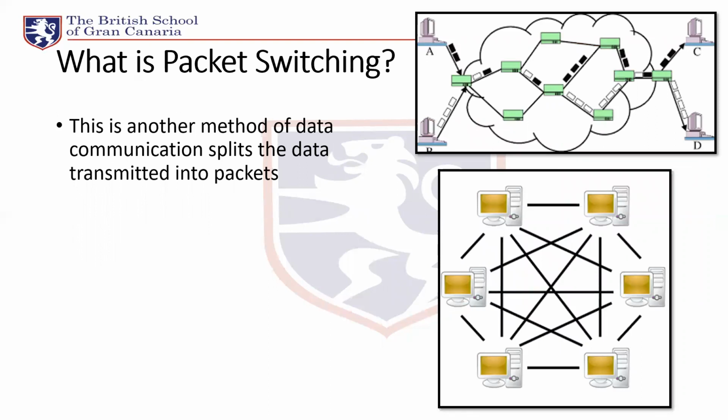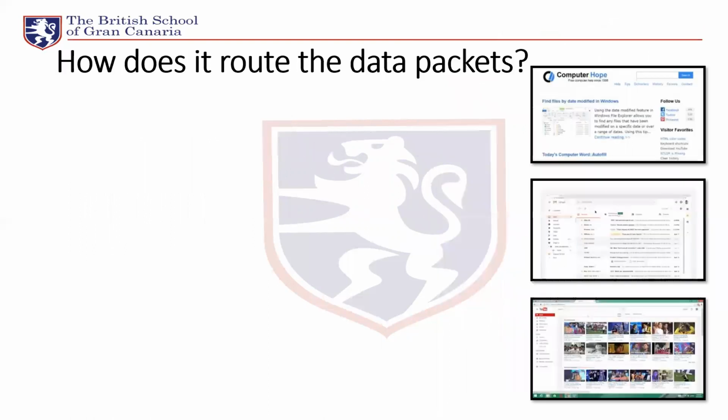This is another method of data communication, and what it does is split the data and transmit it in packets. For example, if you send a selfie to your friends, it might split that selfie down into thousands of little pieces and transmit them throughout the network. Then they all get put together at the end.